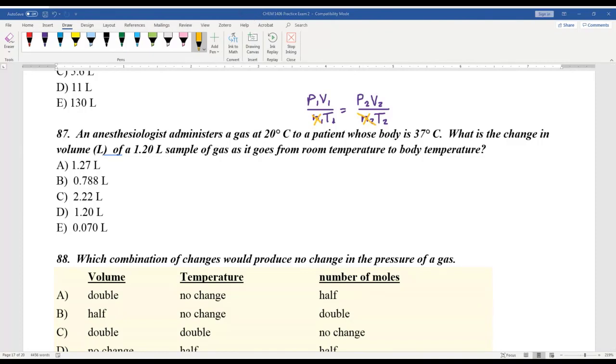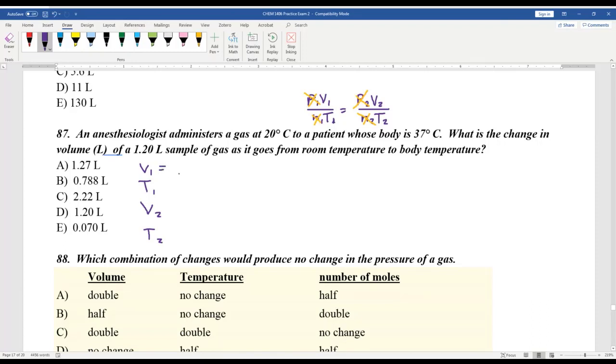What else is not changing, or does it not mention anything about? Pressure. Very good. It doesn't say anything about pressure. There's no atm, millimeters of mercury. So we have Charles' law then, which is V1 over T1 is equal to V2 over T2. So I'm going to go ahead and list my variables: V1, T1, V2, T2.